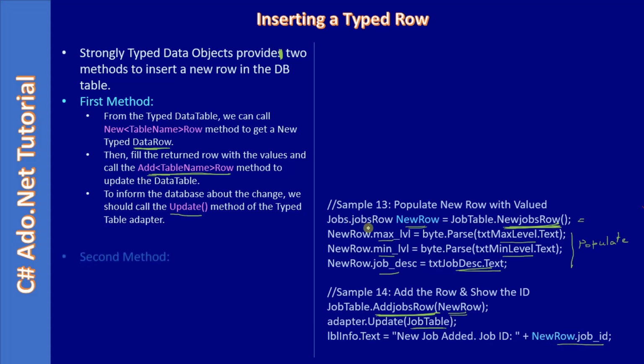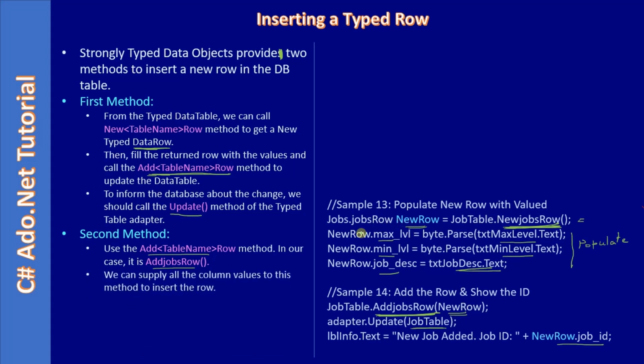So this is one method. You can use a second method also. In the second method, use add table name row method, right? In our case, it will be like add jobs row. So you can directly make use of the method add jobs row. Here we just gave the job row. It's also possible to supply the column values. We can supply all column values to this method to insert the new row.